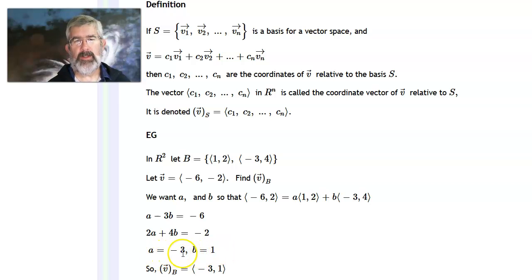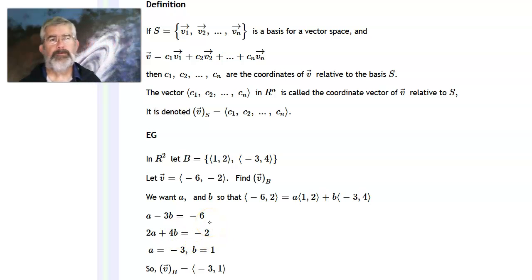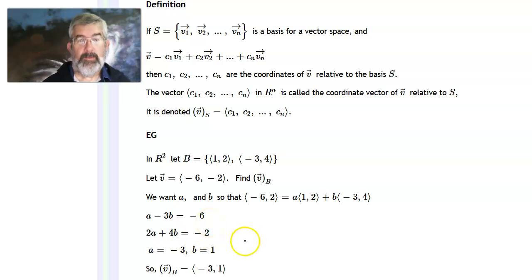We can just double check that here. If you plug a negative 3 in for a and a 1 in for b, certainly that one's true. And then negative 6 plus 4 is negative 2. So yeah, that works. All right. And so the component vector of V with respect to the basis B is negative 3, 1. Negative 3 is the coefficient that goes in front of the 1, 2. The 1 is the coefficient that goes in front of the negative 3, 4. Okay.